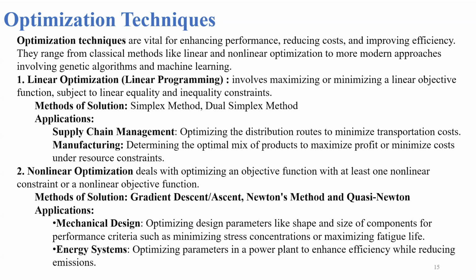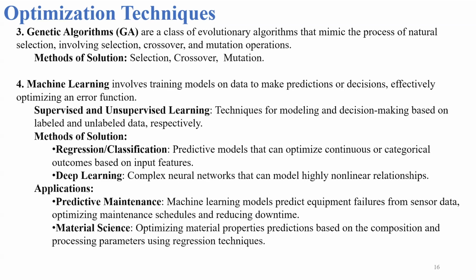Mechanical design is used for different applications, where the idea is optimizing design parameters like shape and size of components for performance, such as minimizing stress concentration or maximizing the fatigue life. In energy systems, we want to optimize parameters in a power plant, for example, to enhance efficiency while reducing emissions. Other concepts that are important for optimization are the genetic algorithm and the recently popular machine learning.